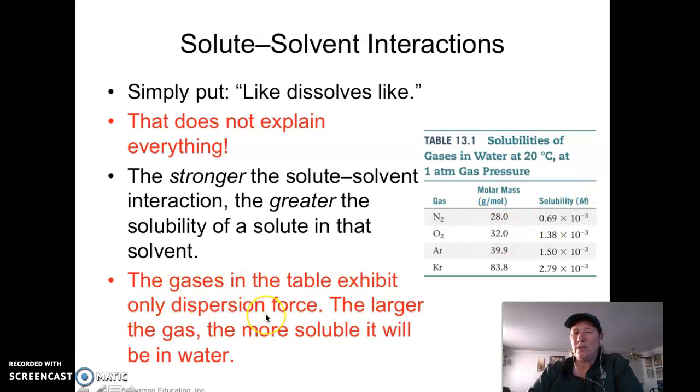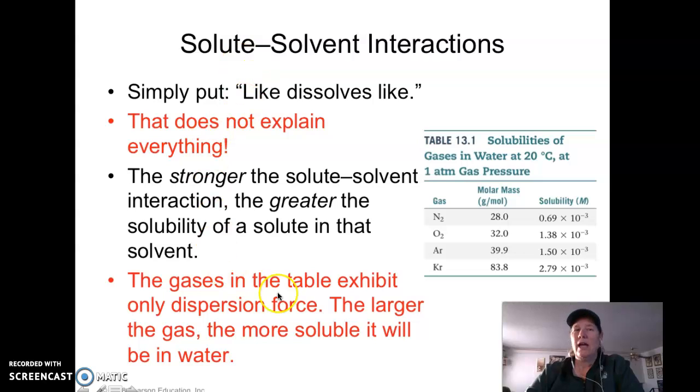They only have one dispersion force. They only have the London dispersion force. They don't have the dipoles. They don't have hydrogen bonds, any of that. So the larger the gas, the more soluble it will be. So if you look over here, the largest gas is krypton, and you can see it's much more soluble than nitrogen. Nitrogen would be the lightest of these gases. So again, the bigger it is, probably doesn't move around as much, so it's easier for the water to dissolve it.